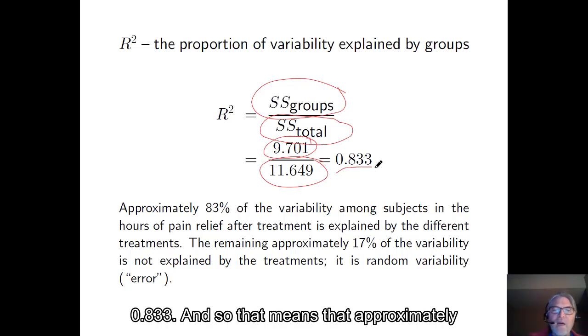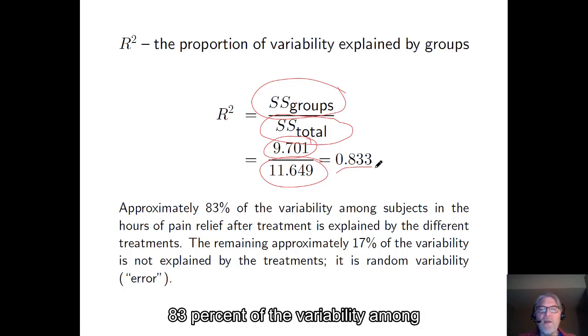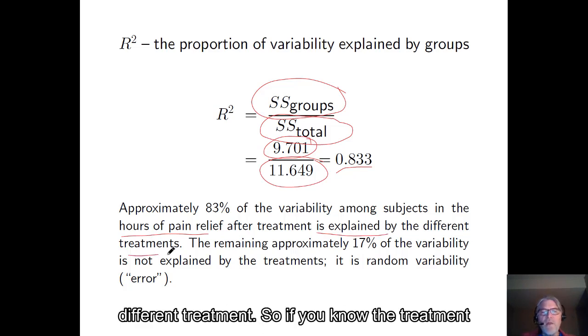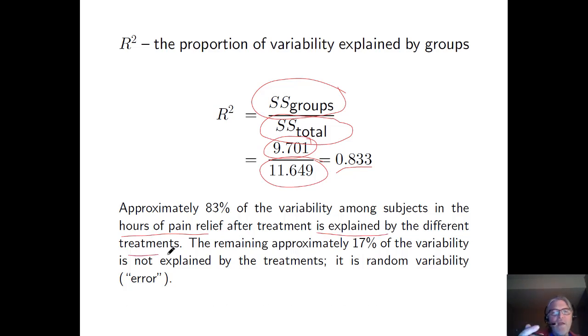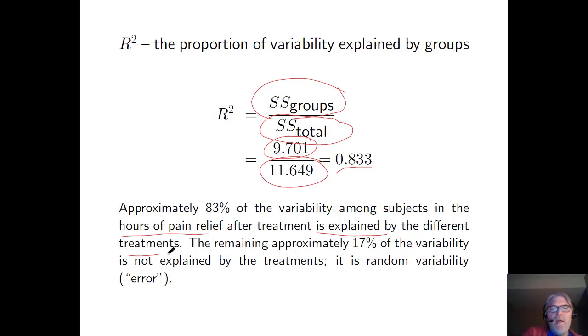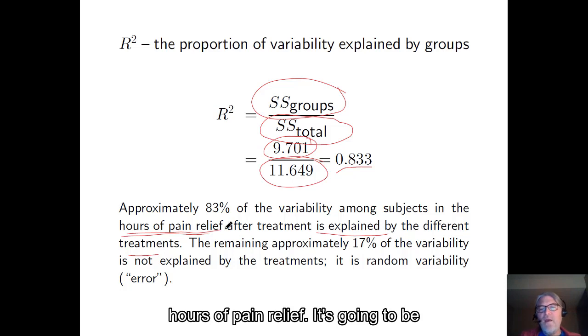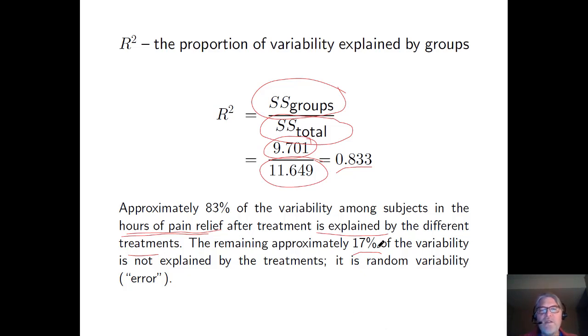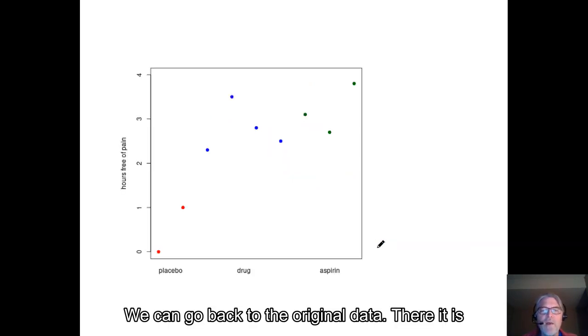And so that means that approximately 83% of the variability among subjects in terms of hours of pain relief is explained by the different treatments. So if you know the treatment that an individual was in, you can make a much better guess about what their hours of pain relief is going to be, and the remaining 17% is the error variability, the variation around each of the groups. So just to visualize this a little better, we can go back to the original data.